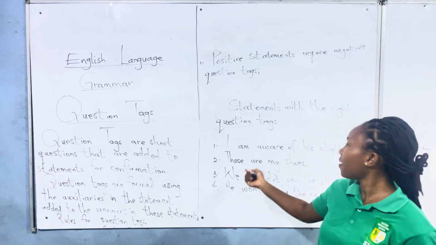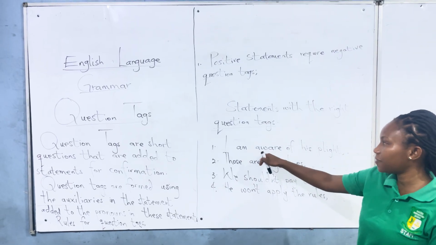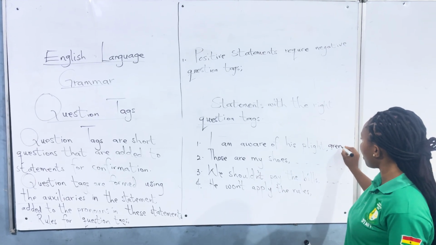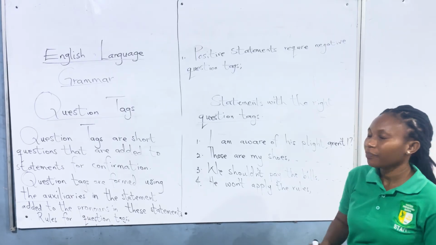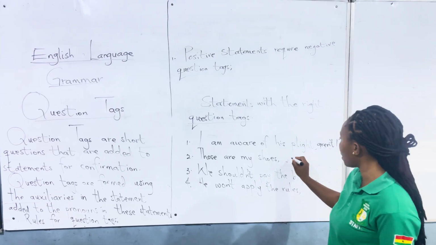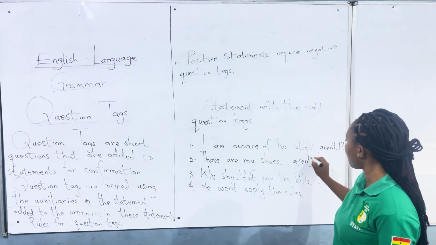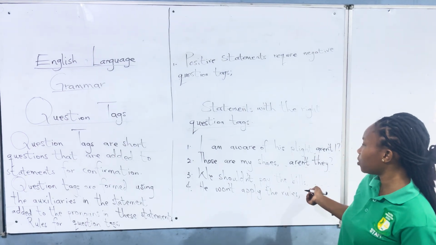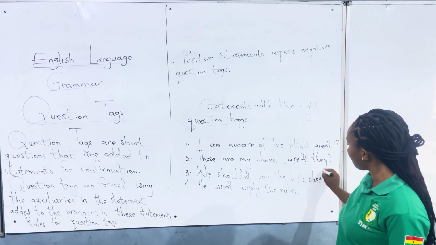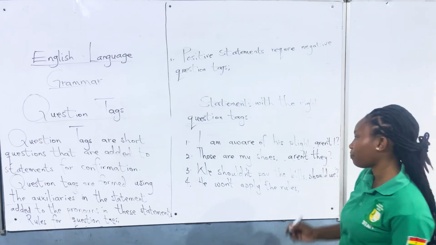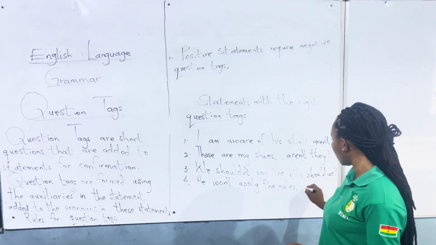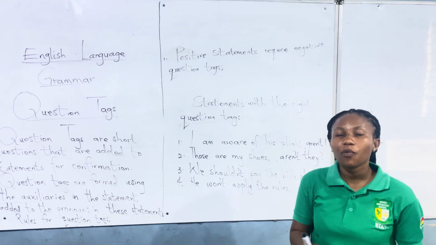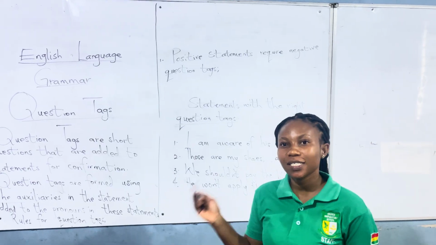So number 1, we have, I am aware of his plight. This is a positive statement, so we need a negative question tag. So we have, aren't I? Number 2, those are my shoes. Aren't they? We shouldn't pay the bills, should we? He won't apply the rules, will he? So these are the right question tags that are needed for these statements.